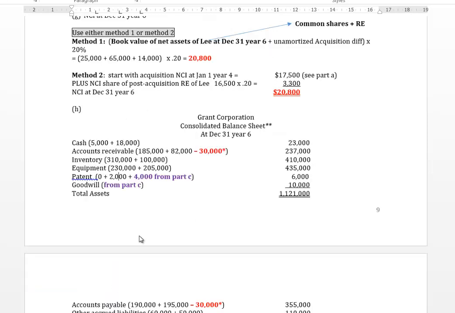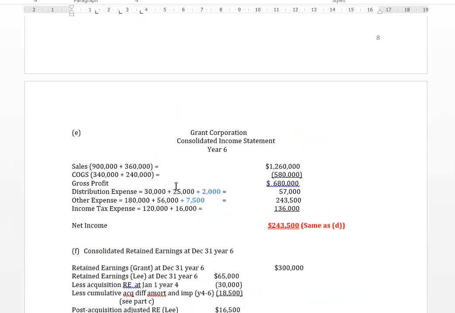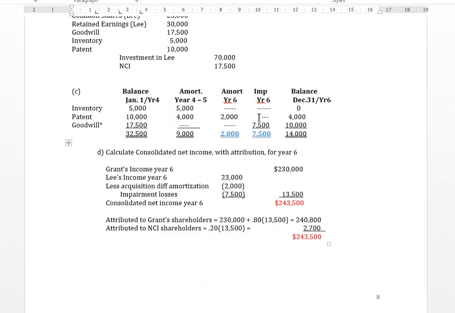So what we would do is we would add that in, but don't forget, there was an increment that we were amortizing on that patent, right? Not all of it is yet amortized. How much is still yet to be amortized? Well, if you go back up here, again, we go back to that all-important schedule. It's right there. So we have to include that because don't forget, the parent Grant bought the fair value of Lee's net identifiable assets. Patents are identifiable.